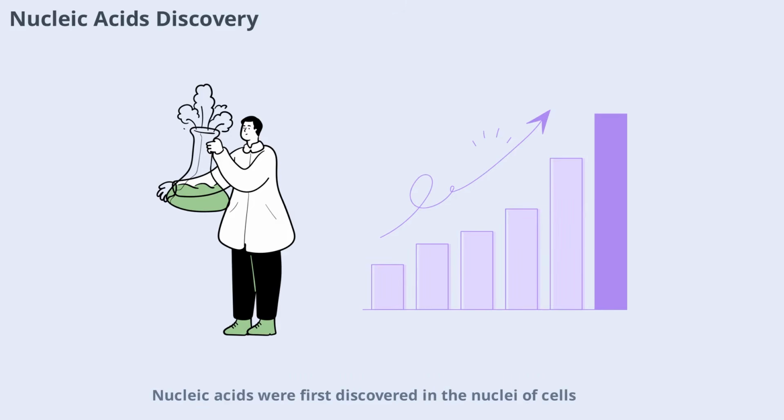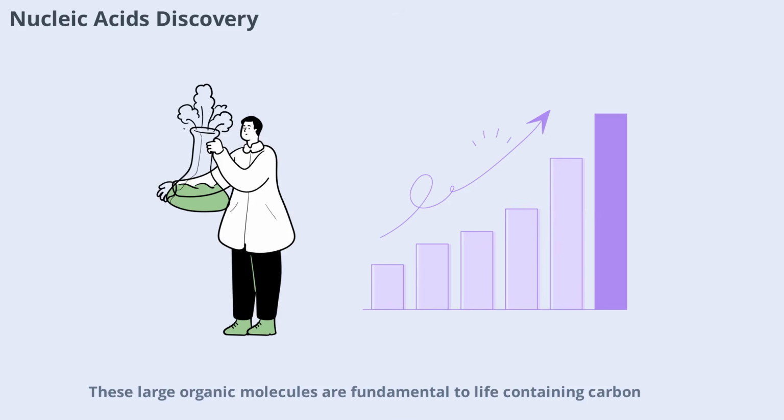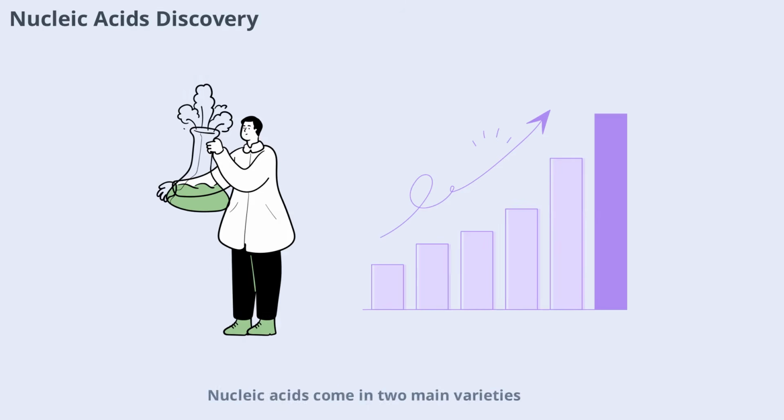Nucleic acids were first discovered in the nuclei of cells, marking a pivotal moment in biological science. These large organic molecules are fundamental to life, containing carbon, hydrogen, oxygen, nitrogen, and phosphorus. Their discovery opened the door to understanding how genetic information is stored and transmitted. Nucleic acids come in two main varieties: deoxyribonucleic acid, DNA, and ribonucleic acid, RNA.